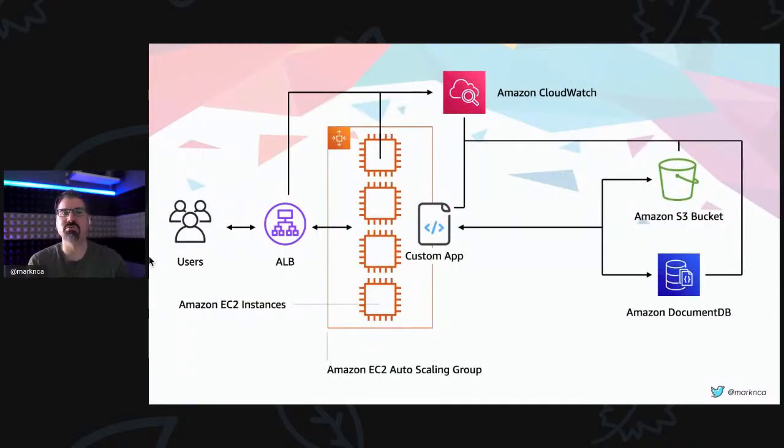The users would access an application load balancer that would hit just one big pool of EC2 instances in a scaling group that were running this custom app. That app pulled from S3, and it made transactions back and forth with DocumentDB, which is the MongoDB-compatible repository run by AWS. And of course, they were using CloudWatch to monitor it all.